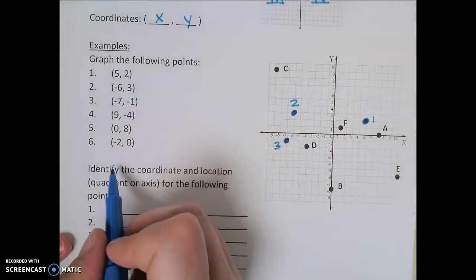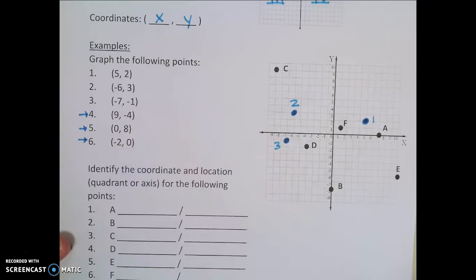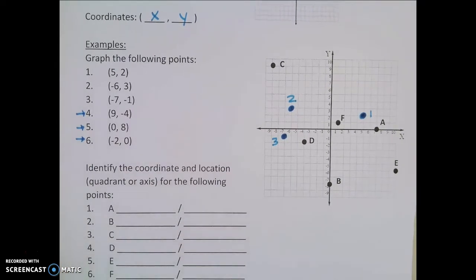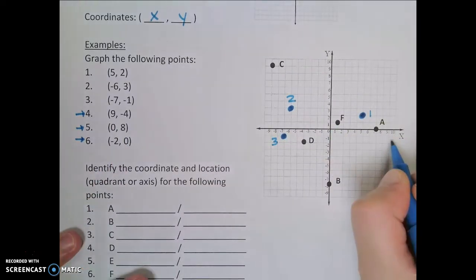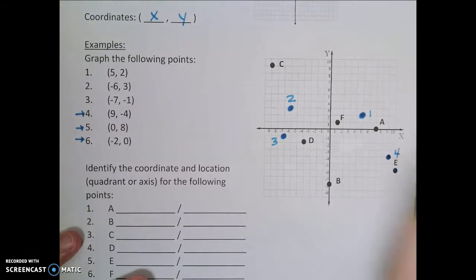Pause the video right here and see if you can do 4, 5, and 6 on your own, and restart the video when you're ready to see how you did. All right, so for number 4, (9, -4). I'm going to go to the right 9 and down 4. So 1, 2, 3, 4. Just count the lines. So this is number 4.